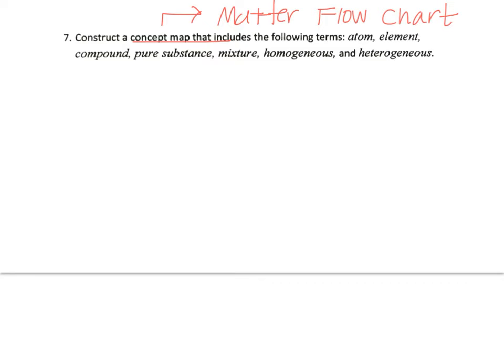So question 7 asks us to construct a concept map that includes the following terms. Basically what you're going to be creating here is the matter flow chart. If you have not done that, you should pause the video and see what you come up with, and then start the video again and see how you did.